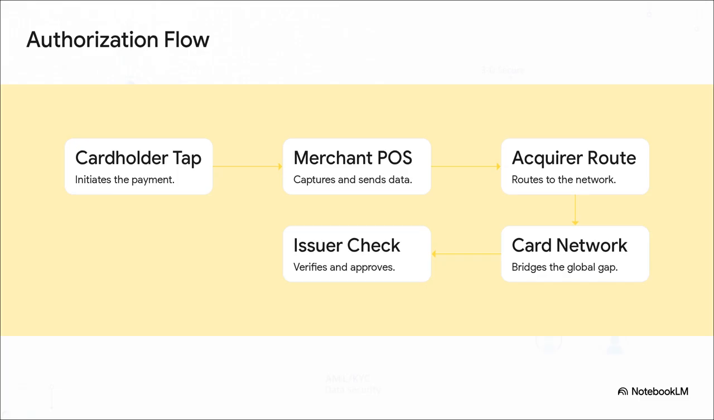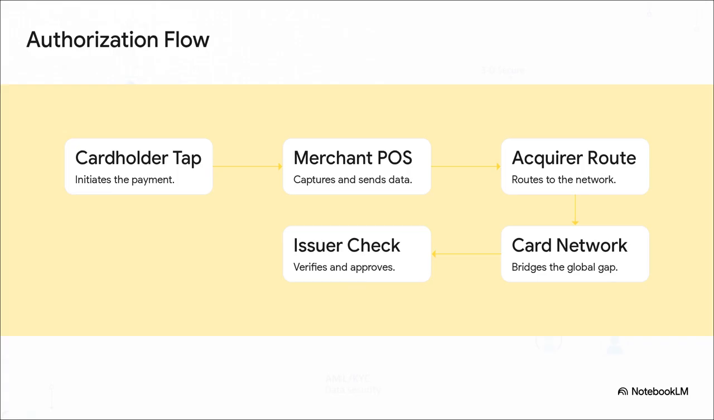Step 1. You, the cardholder, tap the terminal. Step 2. The merchant's point-of-sale system captures that data and shoots it right over to the acquirer, which is really just the industry word for the merchant's bank. Steps 3 and 4. The acquirer routes this request onto a global data highway, the card network, so think Visa or Mastercard, which bridges the gap across the world. And finally, step 5, the issuer, which is your personal bank, receives it deep in their secure vault. Once they verify it, boom, that glowing pulse shoots all the way back through the exact same path with an approved stamp.